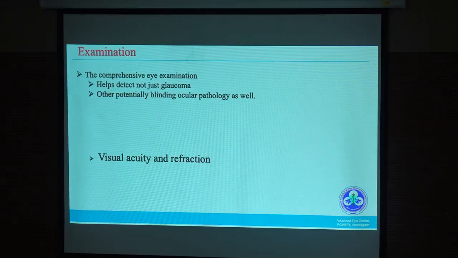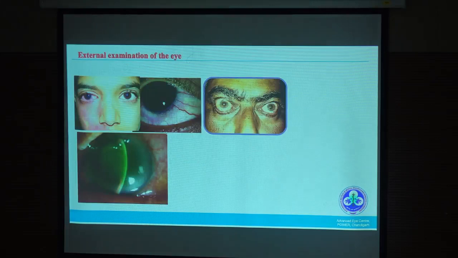So start with a torchlight evaluation. As you know, check the visual axis, the head posture and everything, as in a routine evaluation. Then the visual acuity and the refraction. Then just do an anterior segment evaluation, which you can do before the IOP. Then the general appearance of the patient.